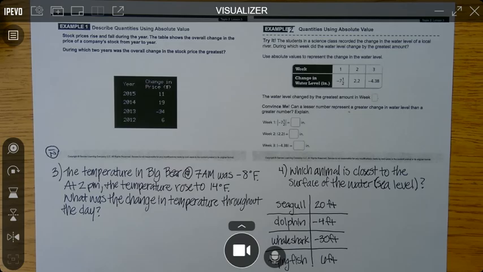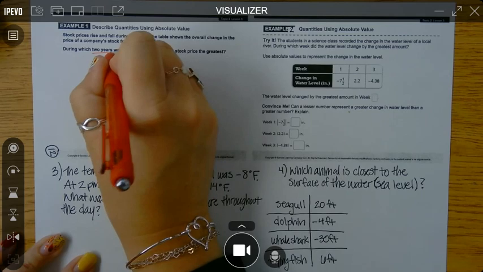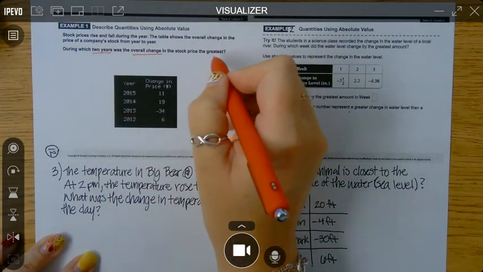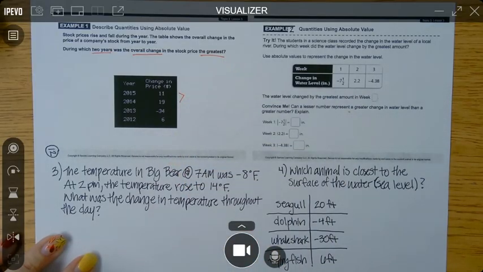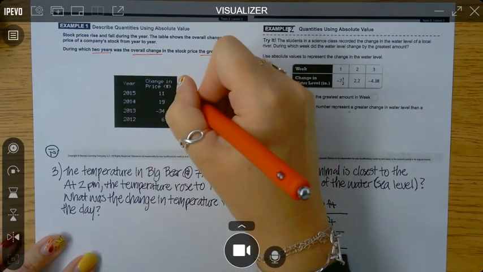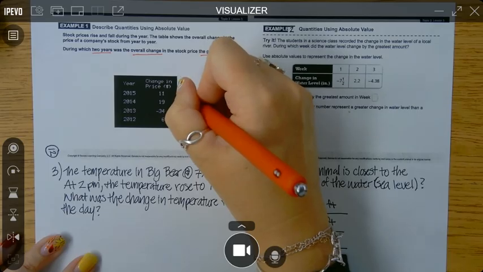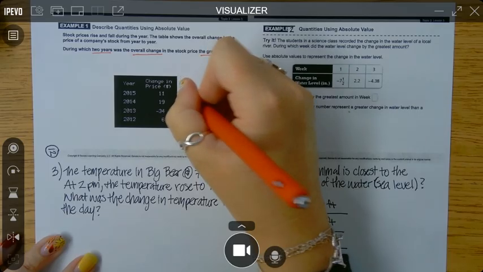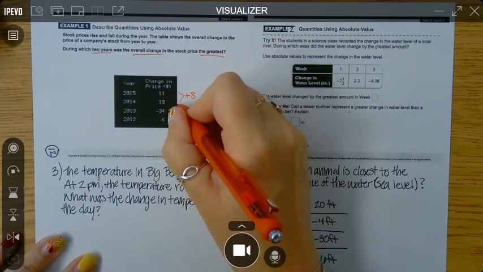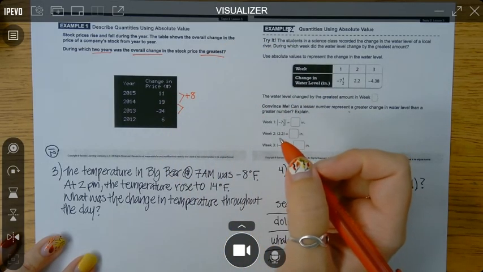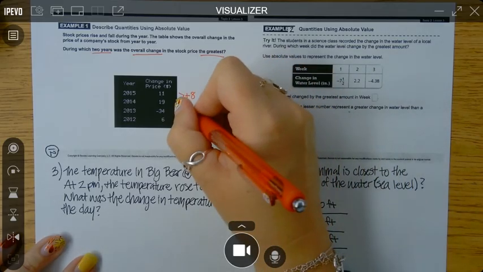The table shows the overall change in the price of a company's stock from year to year. During which 2 years was the overall change in the stock price the greatest? So between which 2 years was the overall change the greatest? So from here to here, did it increase or decrease? It increased. Okay, by how much? It increased by 8, right? Okay, and then from here to here, did it increase or decrease? Yeah, it decreased. By how much?